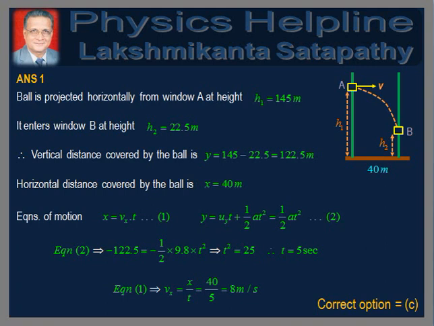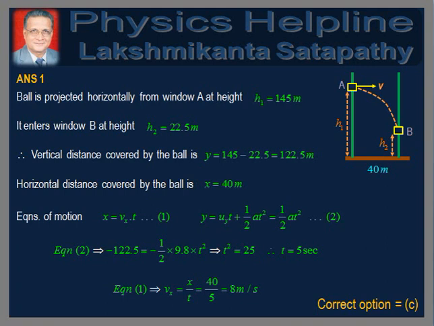Acceleration due to gravity is acting in the vertically downward direction, hence the horizontal motion of the ball is uniform. Let the velocity of projection is equal to v in the horizontal direction. We are required to find the value of v. Therefore, the equation of uniform motion in the horizontal direction is x is equal to vx into t, and the equation of non-uniform motion in the downward direction is y is equal to uy into t plus half at square.